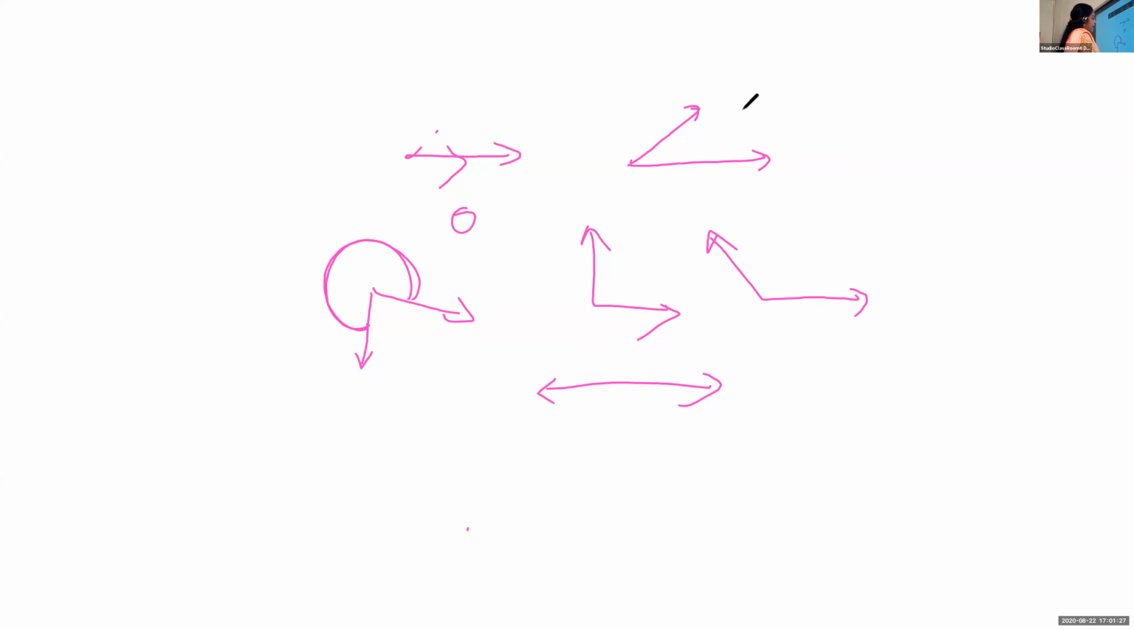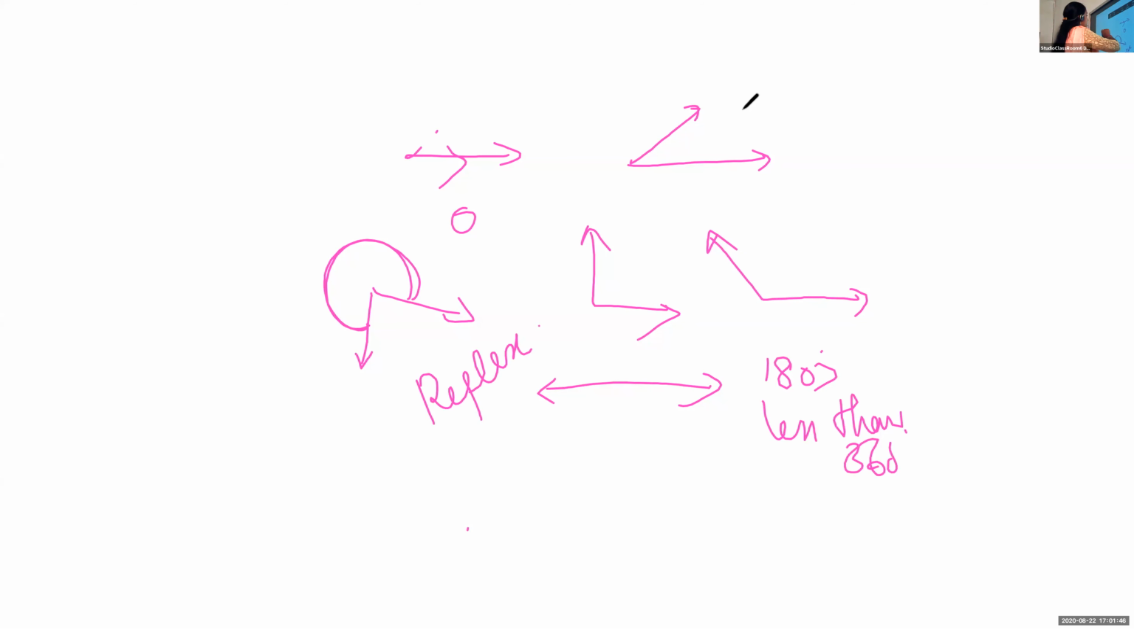Good. So that angle is a reflex angle, and these angles measure more than 180 and less than 360. Less than 360. Okay.